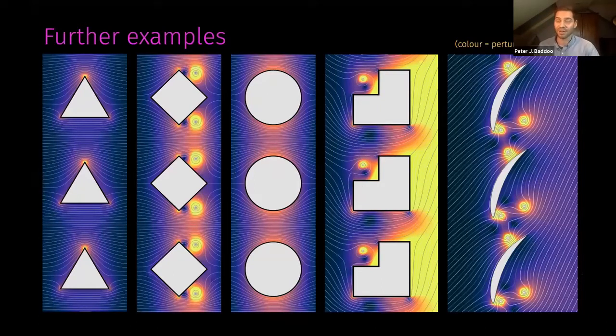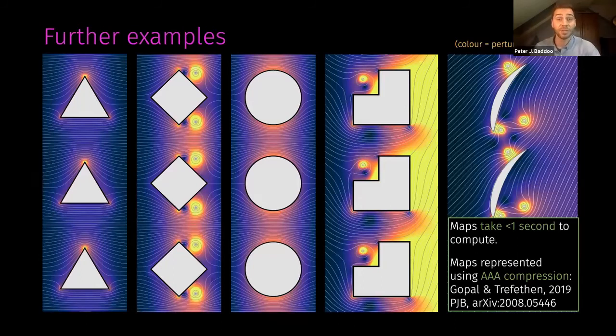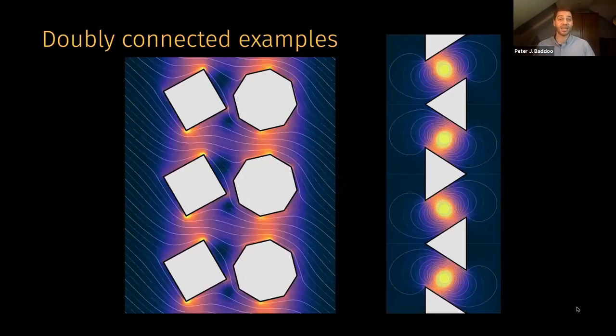And here's an example of an actual configuration that might appear in a turbomachinery stage where you have these highly cambered blades with non-trivial geometry and some embedded point vortices. Speaking computationally, the maps take usually much less than a second to evaluate, and then I'm using some cool new technology called AAA compression that's based on rational approximation theory. And again, because we phrase things in terms of the prime function, our solutions are valid for higher connected domains.